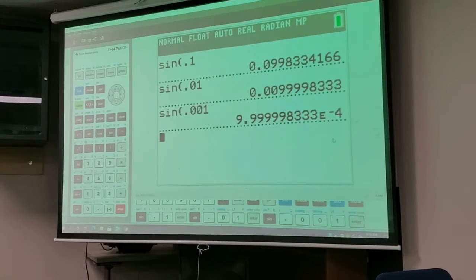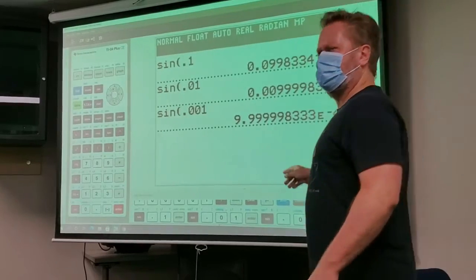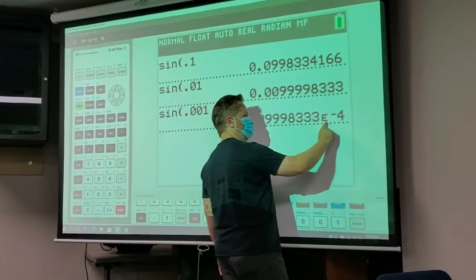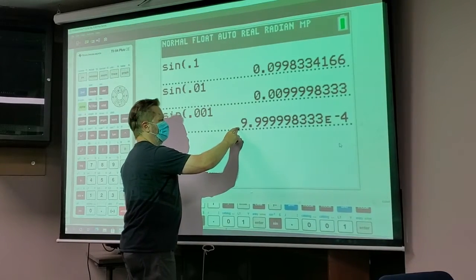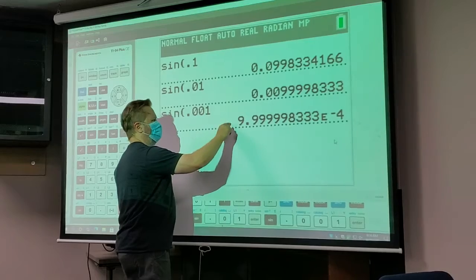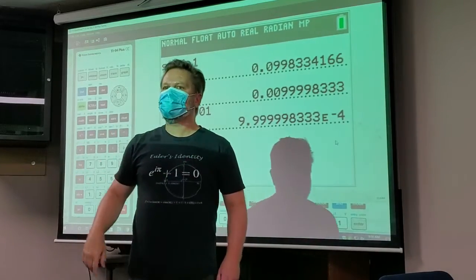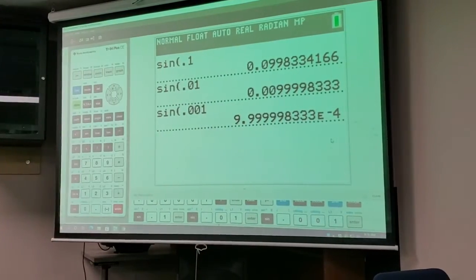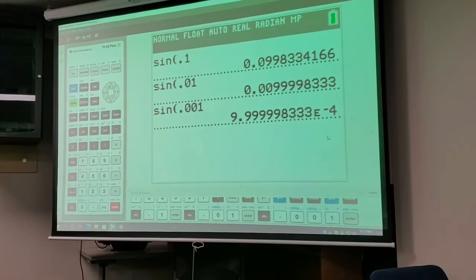Now, does anyone understand what that means? I think we went over this before, did we? What is that? Good, times 10 to the. So that means you would move this back 1, 2, 3, 4. So it'd be 0.0009999, which rounds to be 0.001. So what would your conjecture be? About the value of sine for inputs close to 0.